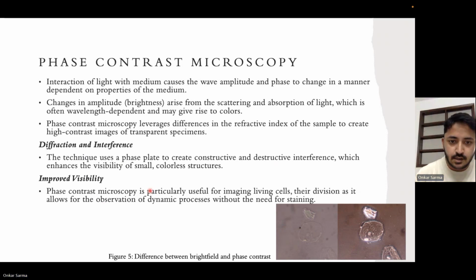It is particularly useful for imaging living cells and cell division. That kind of dynamic process can be observed with phase contrast microscopy. Here, an example has been given comparing bright field and phase contrast.